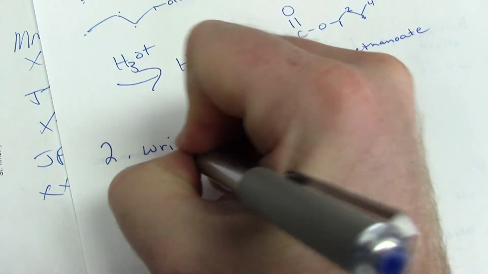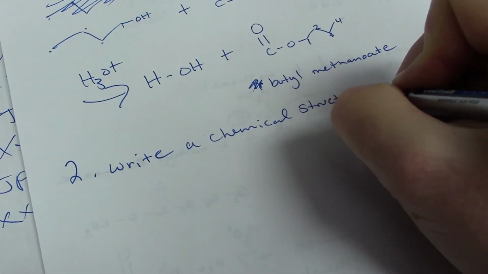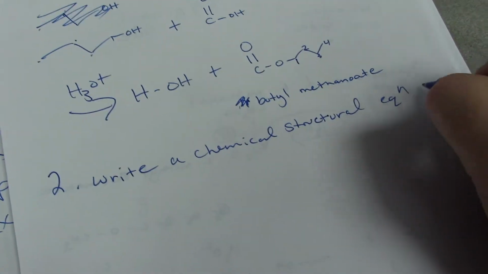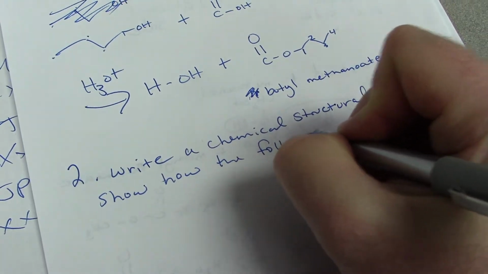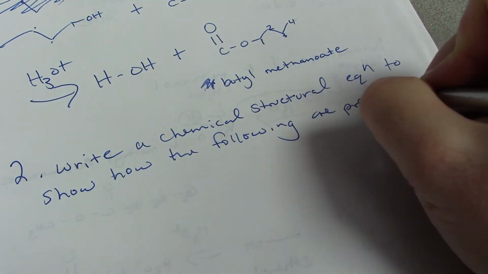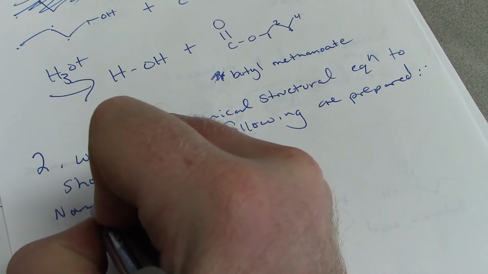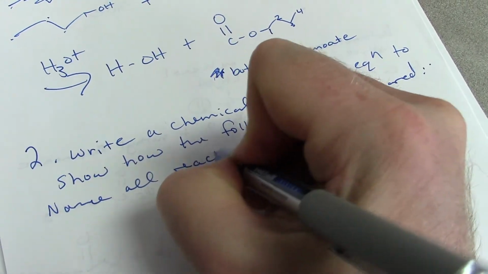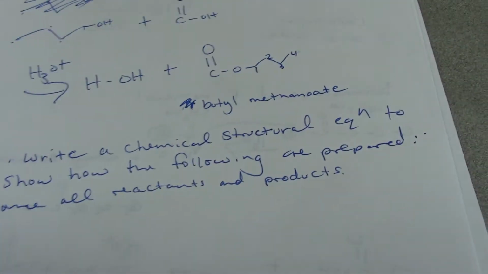Let's say you're asked in this way. Write a chemical structural equation to show how the following are prepared. Name all reactants and products.